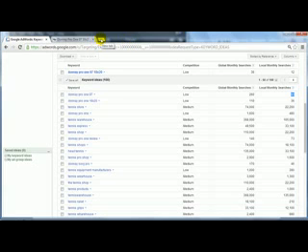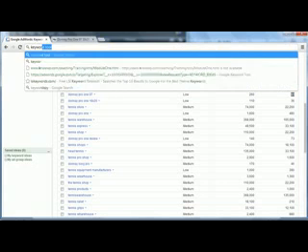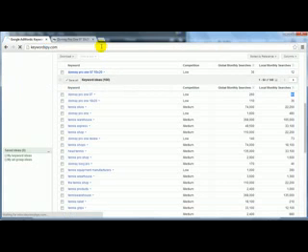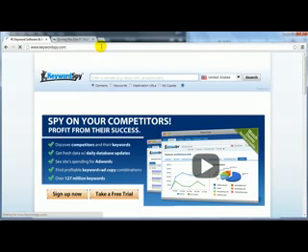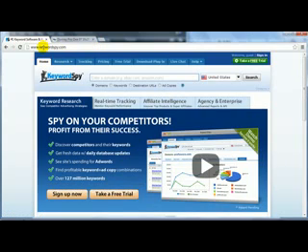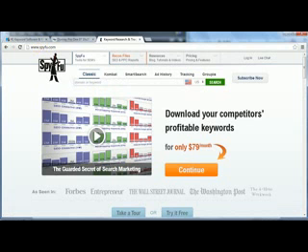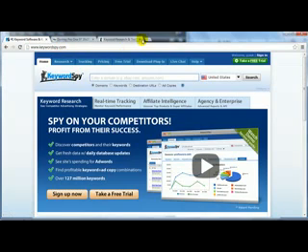Now, there are other tools out there like keywordspy.com and spyfu.com, which spyfu is very similar to keywordspy.com. And on their free level, they actually allow you to do a basic keyword research. So it's spyfu.com or keywordspy.com. I like keywordspy.com primarily because you can spy on your competitors simply by entering the URL here.